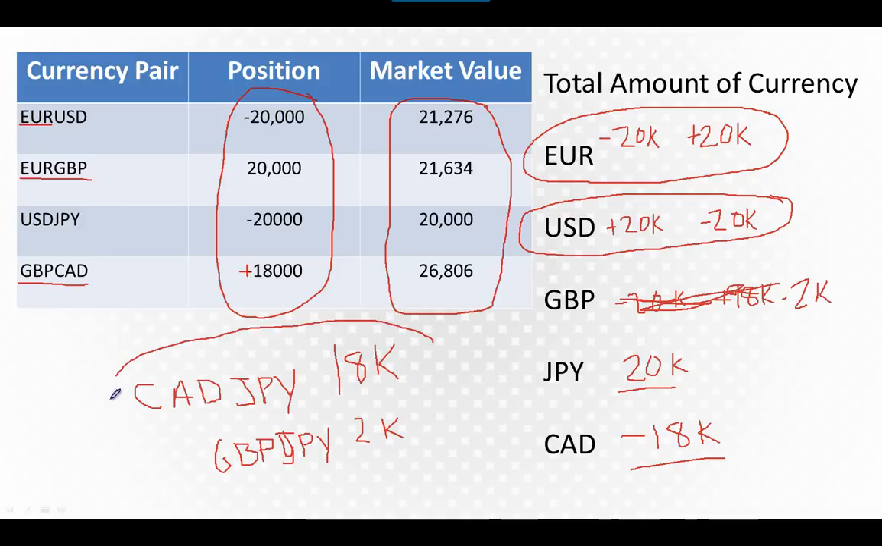Now, what they did is they took their portfolio and they have 4 transactions, 4 spreads. They've got to manage 4 positions. It doesn't make any sense. They ended up with 18,000 of CAD yen and 2K of pound yen. That's it.